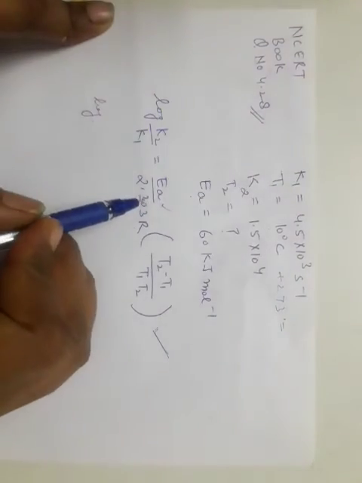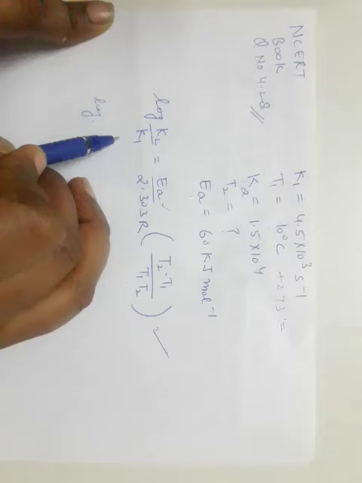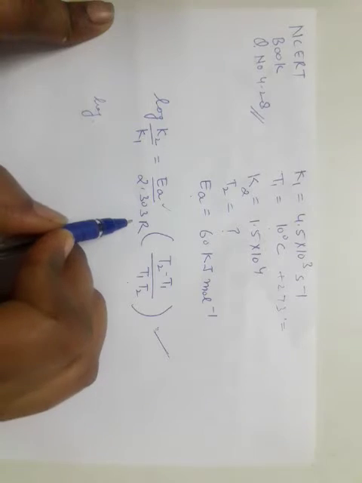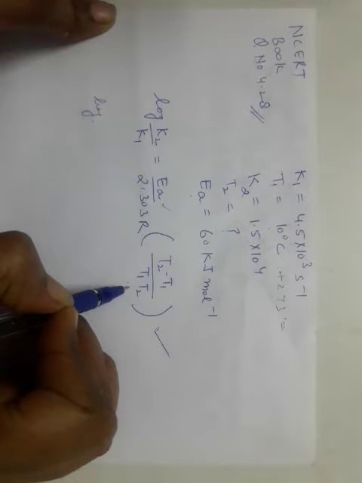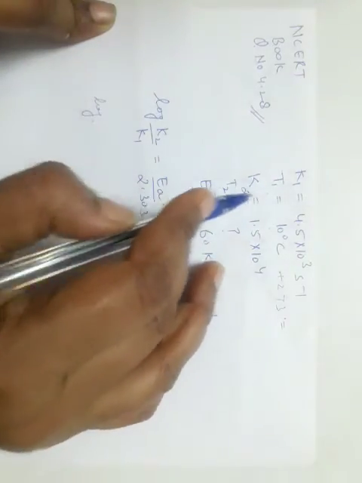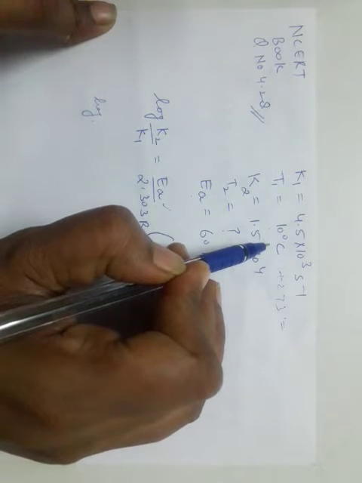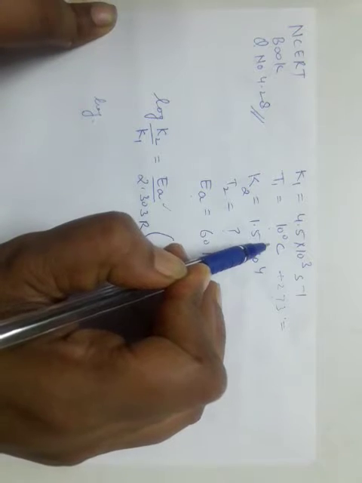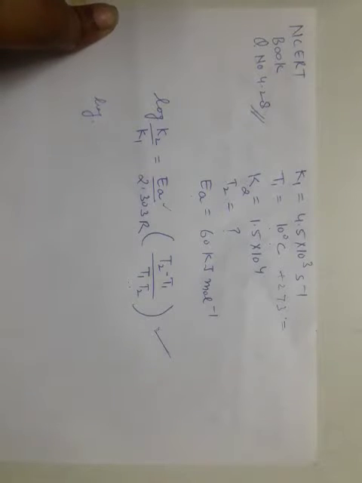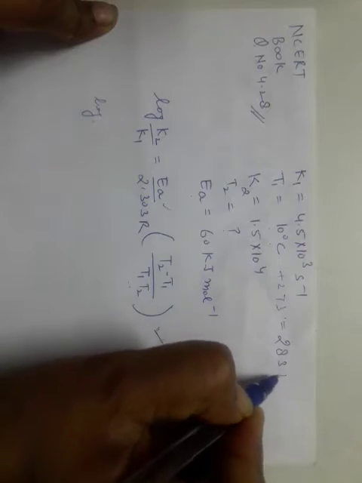So write down the Arrhenius equation in which two different temperatures are involved. The equation is log K2 by K1 equal to activation energy divided by 2.303 R into 1 upon T1 minus 1 upon T2. The most important point is always take the temperature in Kelvin. Temperature is given in centigrade, so first convert it into Kelvin. Without converting into Kelvin, don't do the question. By addition of 273, this temperature changes into 283 Kelvin.